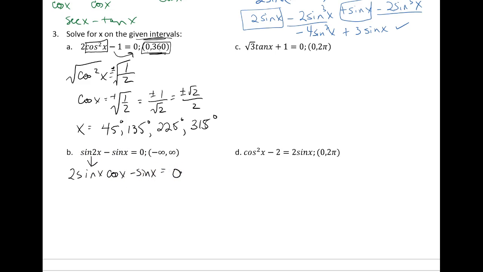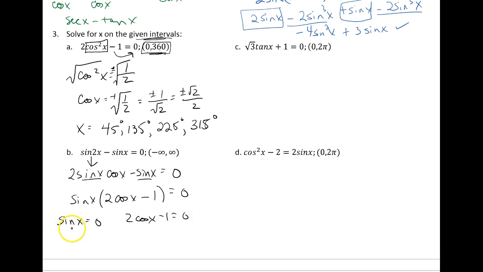Okay. Now we can factor, guys, because this term and this term both have a sine in them. So I'm going to yank that sine x out to the front, and when I take it out of this term, it leaves behind a 2 cosine. When I take it out of itself, there needs to be a 1 there. And now you just take each parenthesis and set it equal to 0.